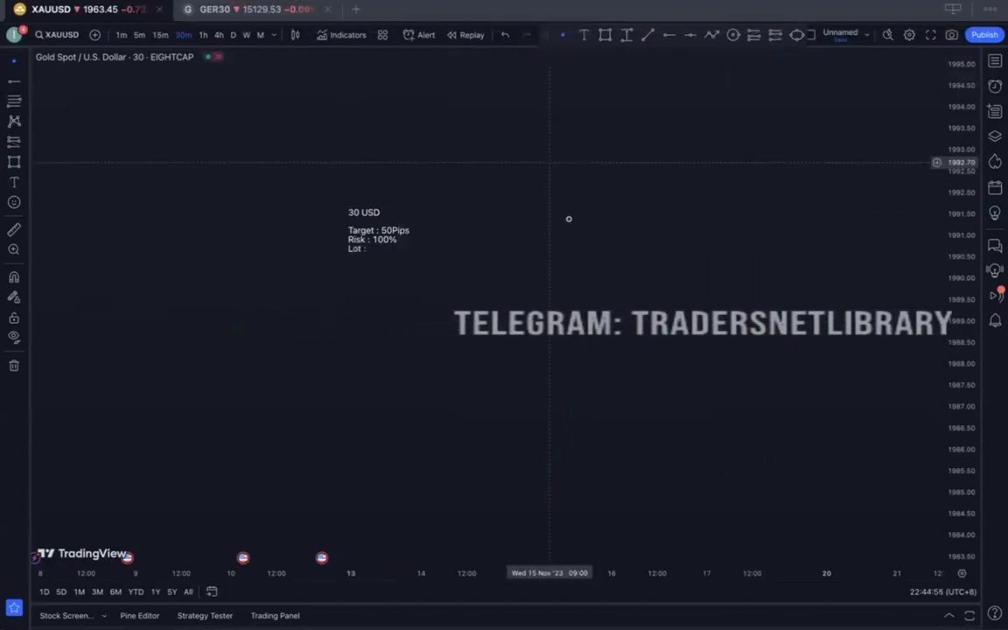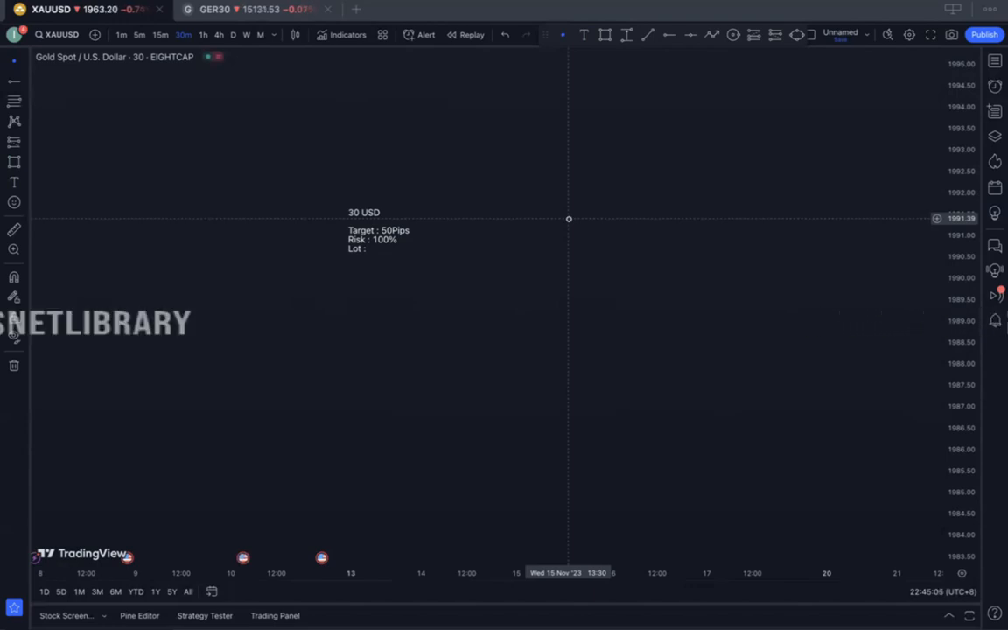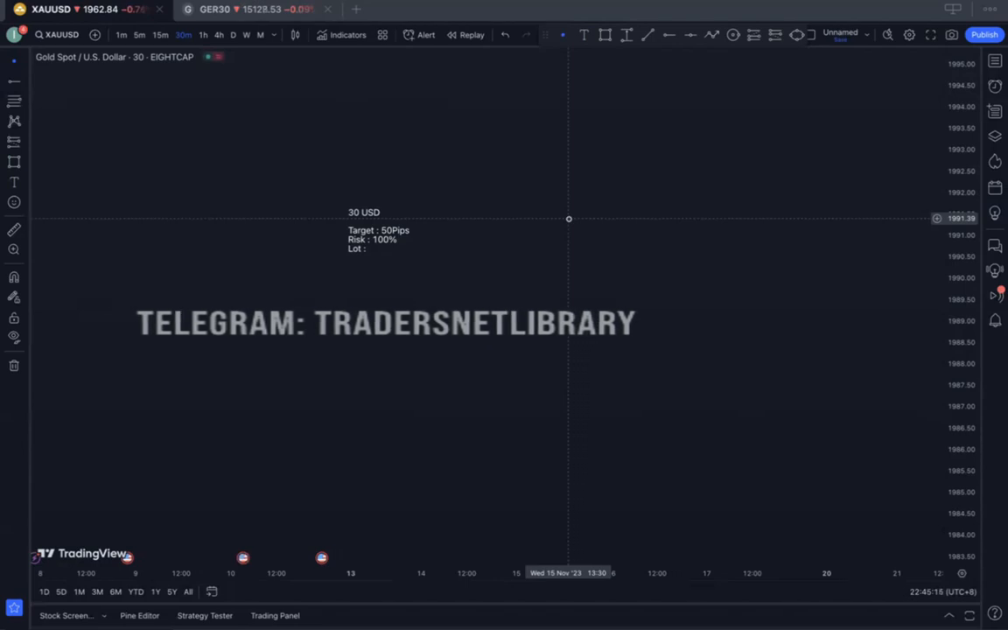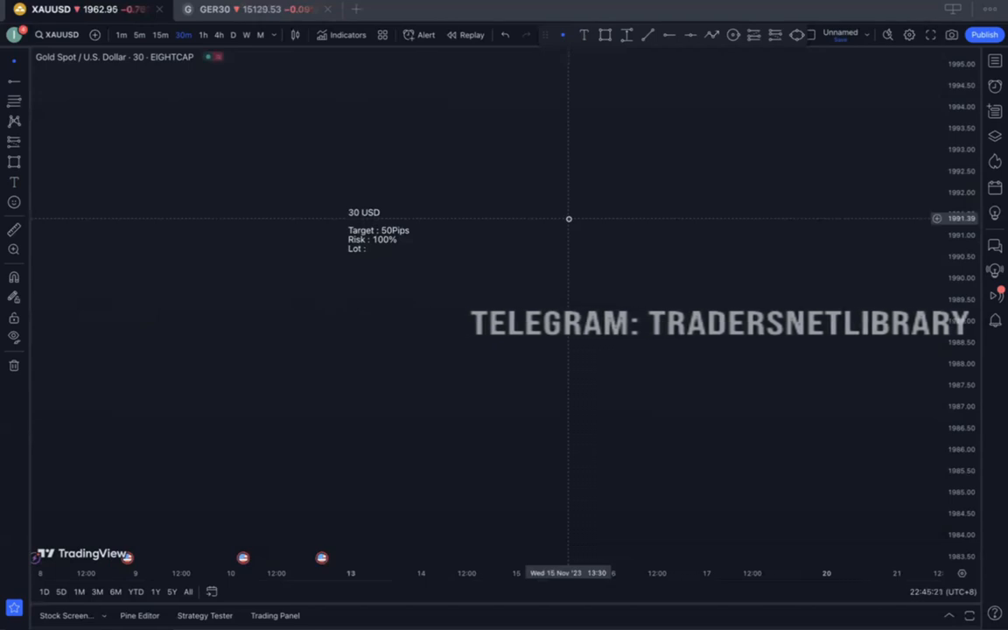Can you go to Safari, and then go to my FX book, right? Yeah, my FX book, because I can calculate the risk there. Okay, so for the account size, put $30. The risk is 100%. For gold, right? Yeah, for gold.